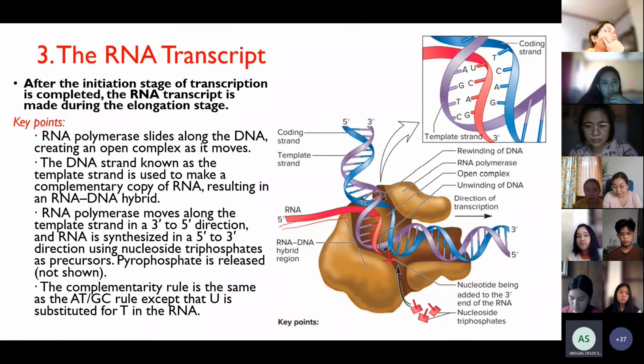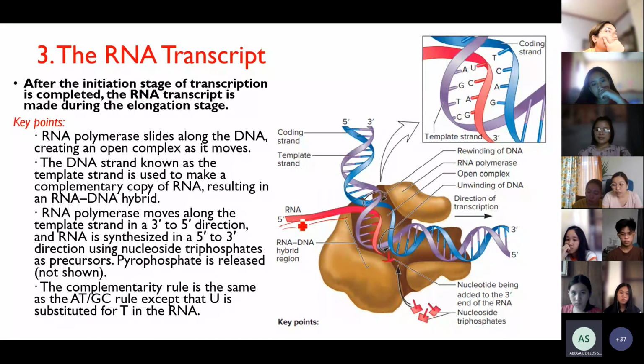So if you want to enlarge, the template strand would look like this. You have your coding strand, the blue. You have the template strand. The template strand is what we use to copy. So your RNA would actually have similar nucleotides to the coding strand. The only difference is that instead of thymine, you have uracil because it's RNA. It's not DNA. Okay?